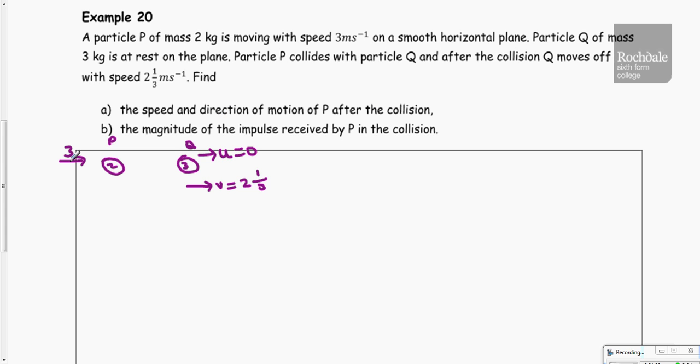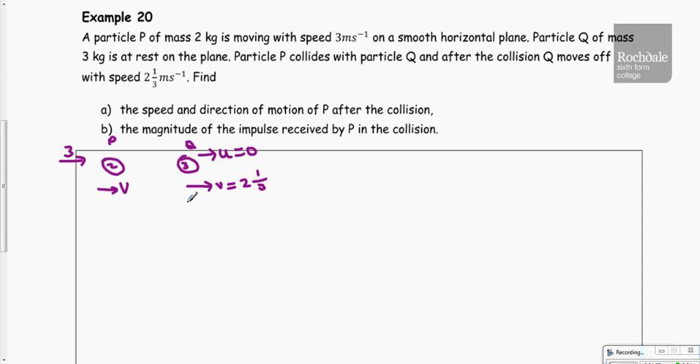So it's possible that P would come along and bump into Q and just be slowed down, but carry on going in the same direction. Or if you imagine playing snooker, it's possible that this could come along, hit Q, and bounce off in the opposite direction. So we're not sure which way it's going to go. So for now, I'll just take it in this positive direction to the right, and I'll call that capital V.